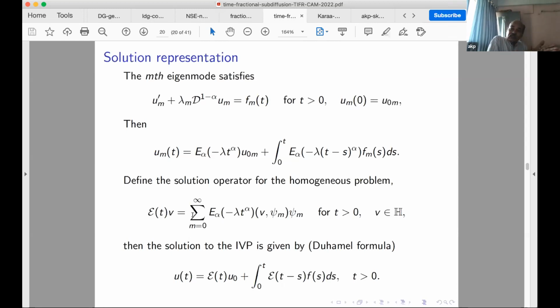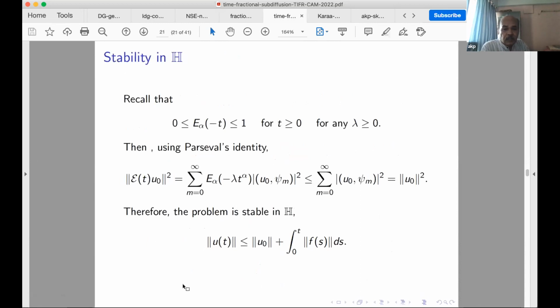The way you do using semigroup theory, the way you have the representation of the solution, here it doesn't have a semigroup property, but it has all the required properties. So let us call it a solution operator. It has a similar representation. Surprisingly, it is going to be positive, non-negative and bounded by 1. And using this bound by 1 and Parseval's identity, you can prove the stability. And of course, when F is non-homogeneous, you can get this estimate easily.